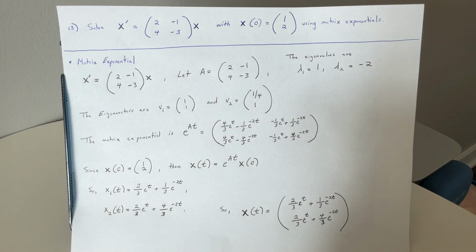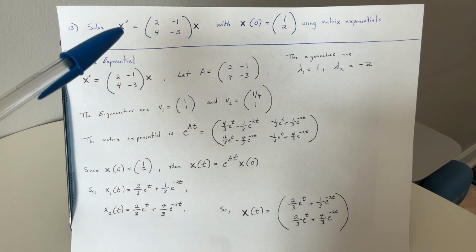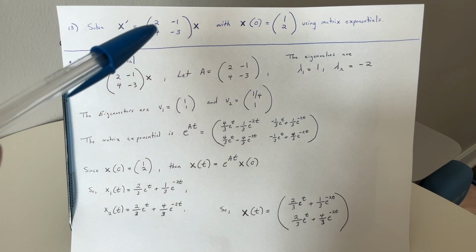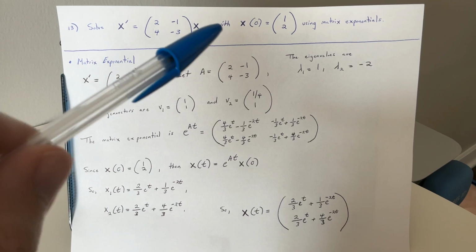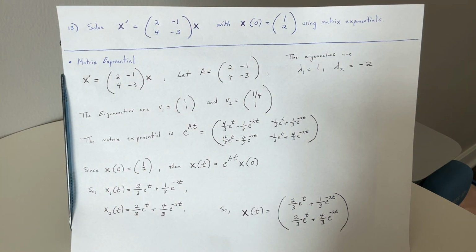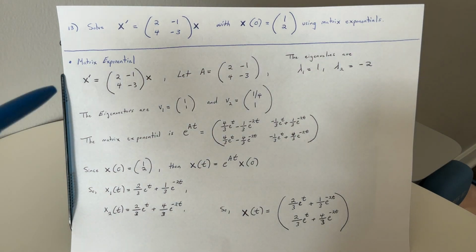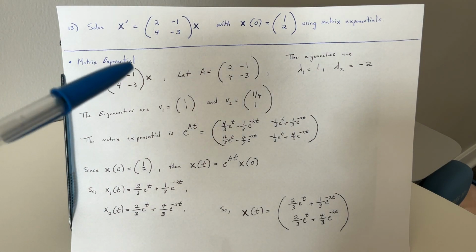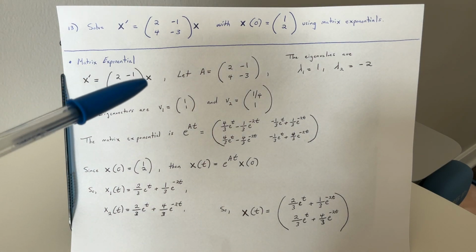So this is part 5 of Advanced Engineering Mathematics Practice Final Exam. Picking up with 13, solve x prime equals the matrix 2, negative 1, 4, negative 3 times x with x of 0 equals the column 1, 2 using matrix exponentials. So x prime equals this matrix 2, negative 1, 4, negative 3 for the rows respectively times x.